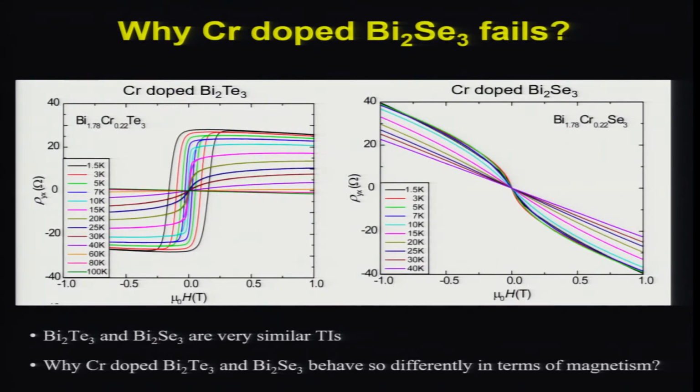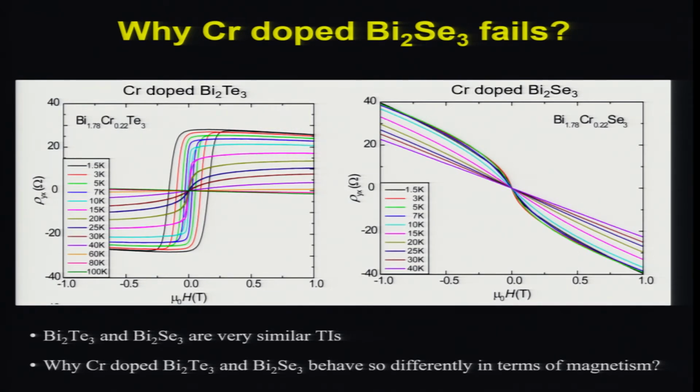And in the process of realizing the quantum anomalous Hall effect, it's also very important to understand why some of the systems predicted by theory fail, why they are not very good quantum anomalous Hall systems. So one of the examples is chromium-doped bismuth selenide.